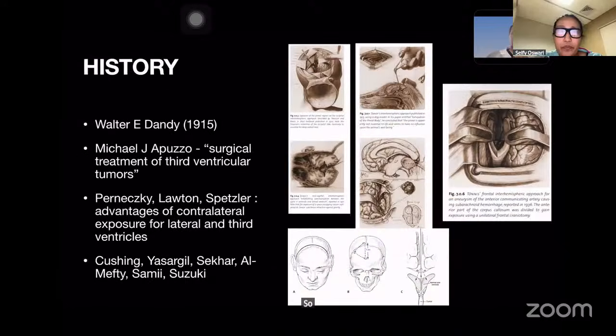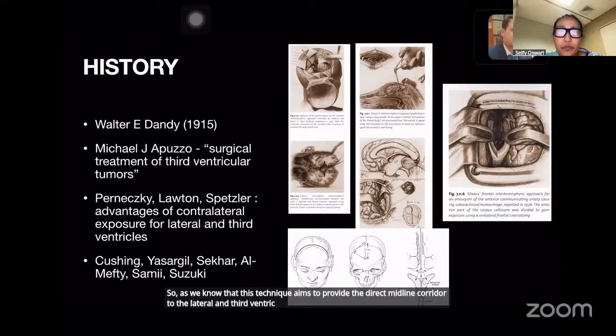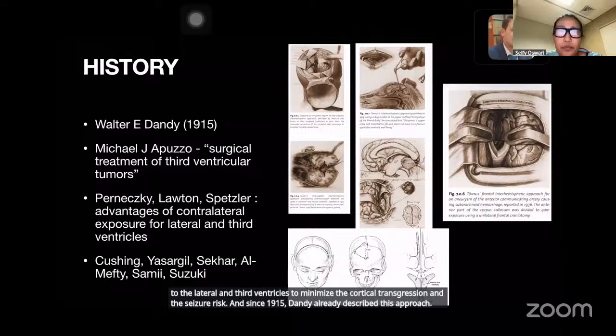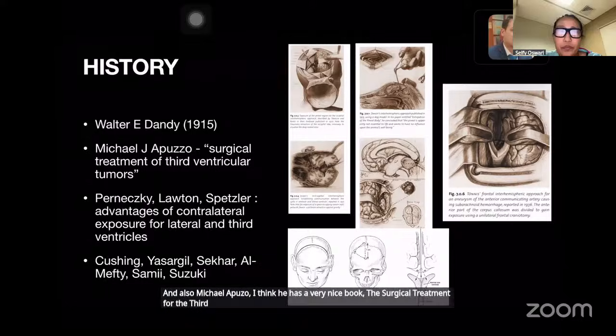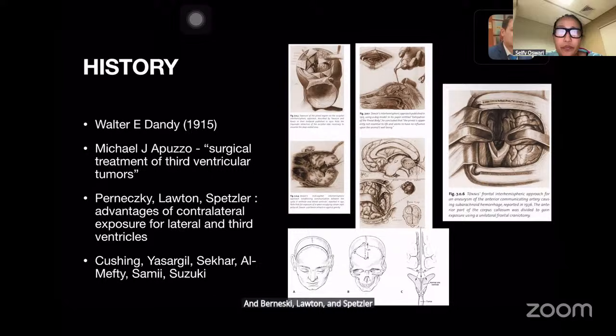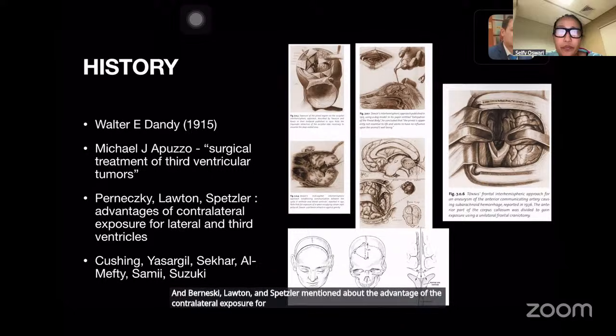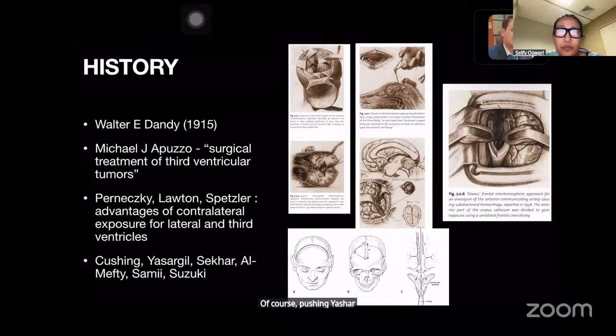As we know, this technique aims to provide a direct midline corridor to the lateral and third ventricles to minimize cortical transgression and seizure risk. Since 1915, Dandy already described this approach. Michael Apuzzo also has a very nice book, The Surgical Treatment for the Third Ventricular Tumors, regarding this approach. Pernesky, Lawton, and Spetzler mentioned the advantage of the contralateral exposure for the lateral and the third ventricle. And of course, Cushing, Yashar, Sekar, Almefti, Sami, and Professor Suzuki also promoted this approach.